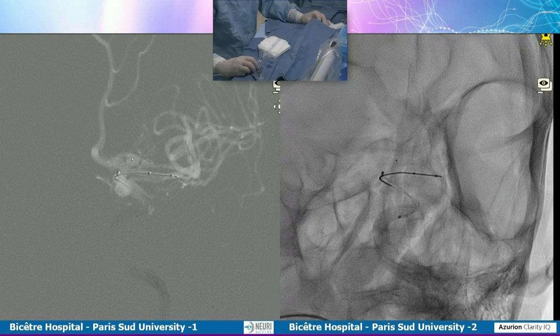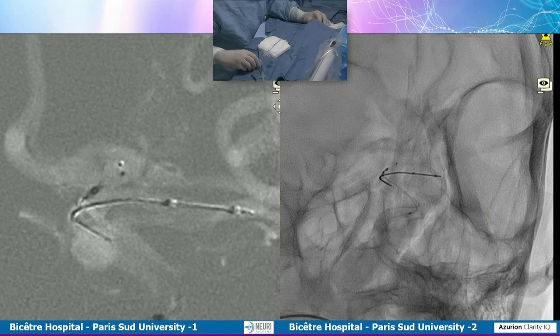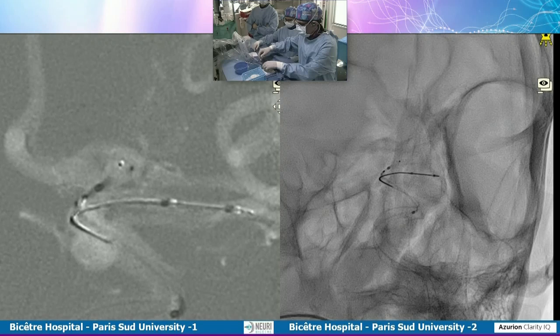So you resheath a little bit the web, you keep the distal part inflated, and then you reposition the web with the constraint of the balloon. So now it's a little bit resheathed. The proximal part was not open completely, only the distal one.